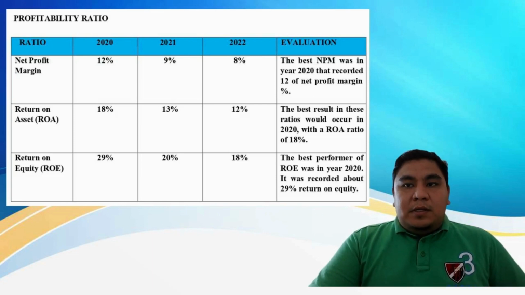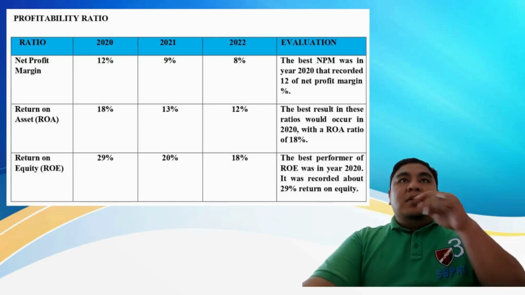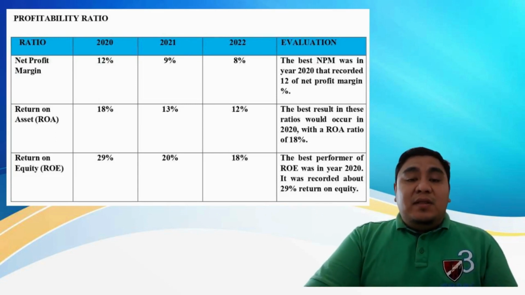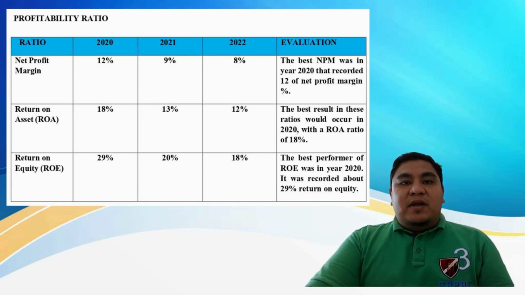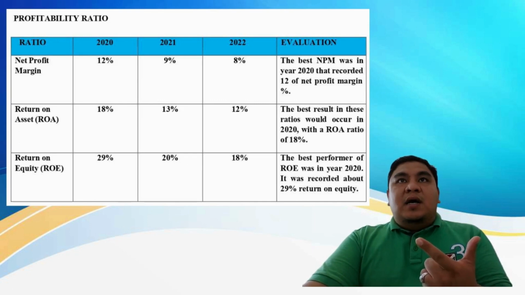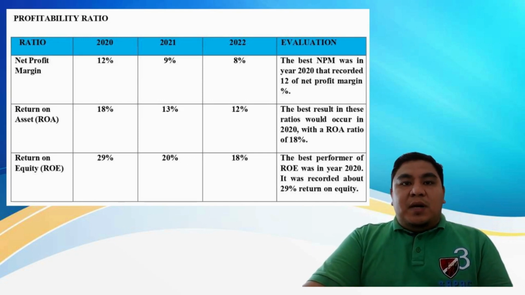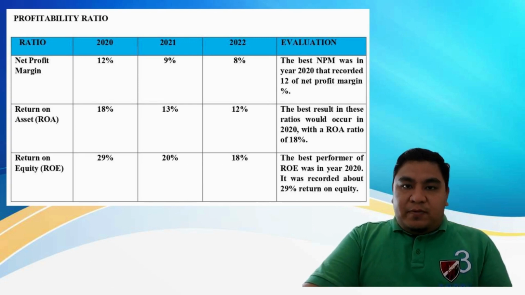Alright. Secondly, I will present the profitability ratios. The profitability ratio is divided into net profit margin, return on asset (ROA), and return on equity (ROE). Okay. First, we discuss net profit margin. What is the net profit margin?